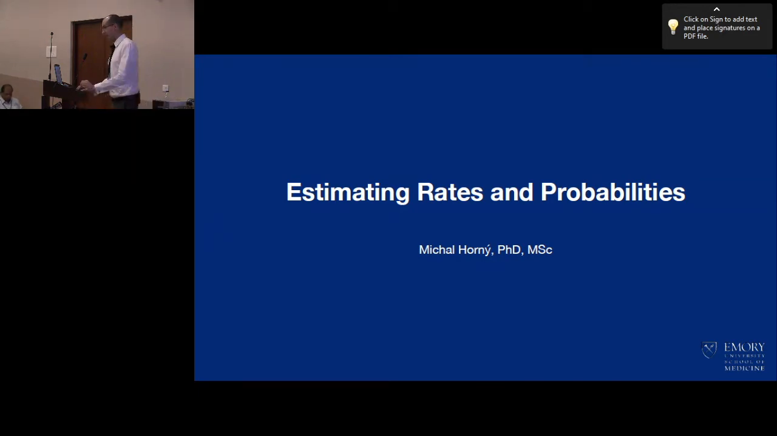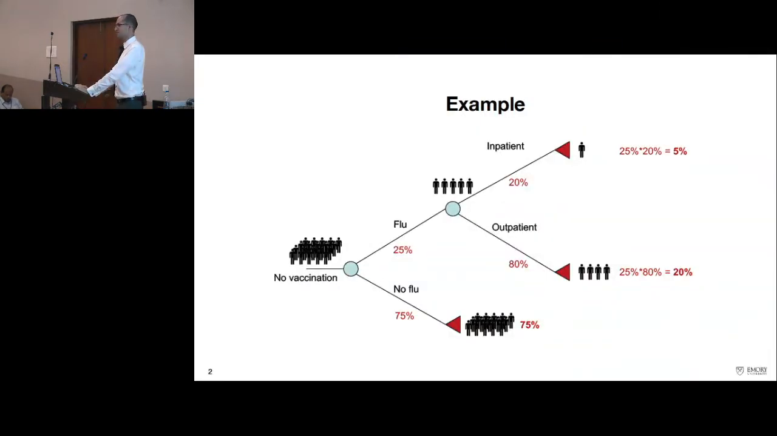All right, so now let's talk about estimating probabilities and rates. Just to set it up, we're already familiar with this example of vaccination and no vaccination. And there, a key parameter, or a set of key parameters in this model are probabilities of certain outcomes. So that's what we're going to talk about.